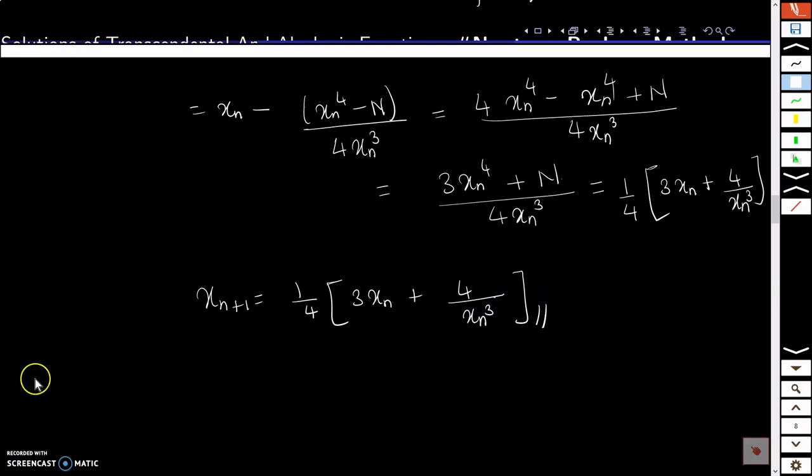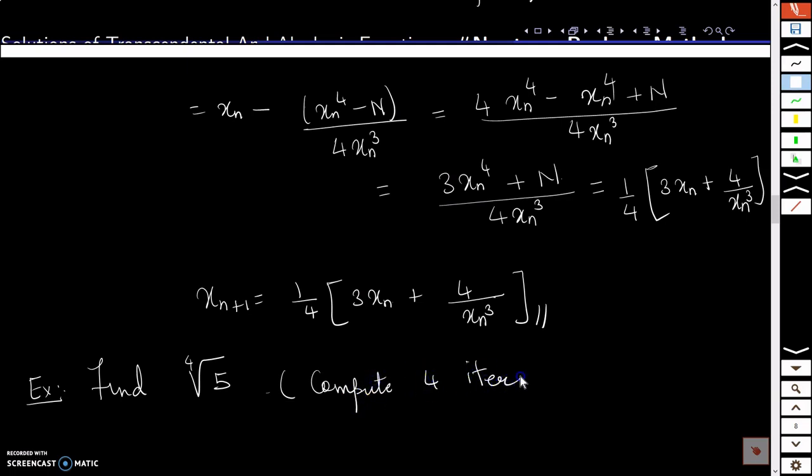As an exercise, I will leave this for you all. Find the fourth root of 5. Compute 4 iterations. So the iterative formula is already there now, and you just have to look out for the initial approximation, and compute the first 4 iterations to get the approximate value of the fourth root of 5.